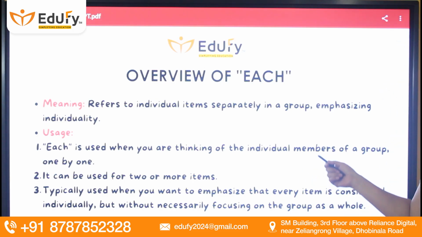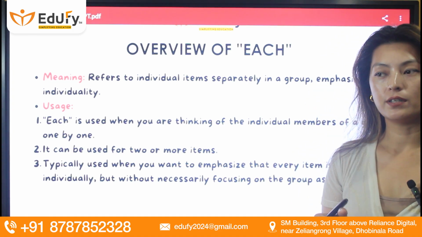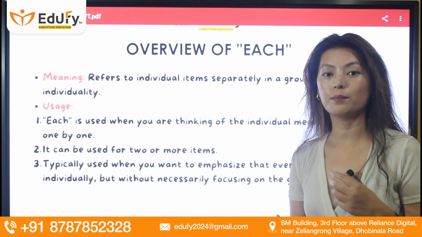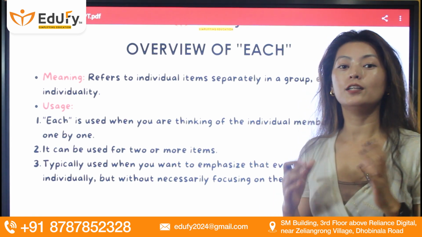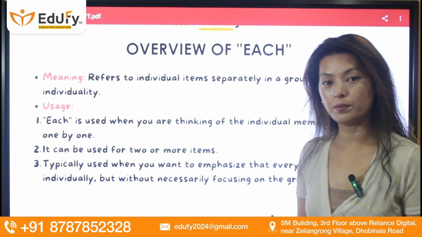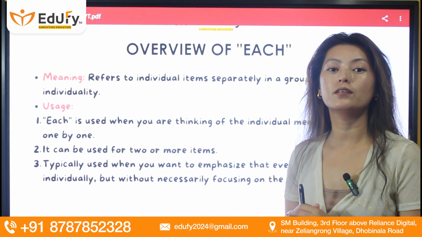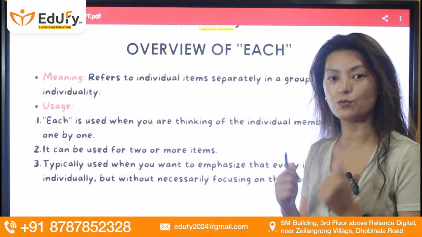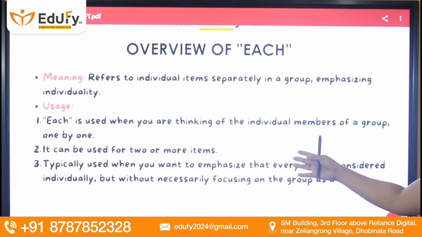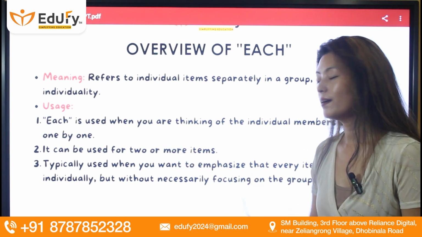Now, each refers to individual items. Each talks about the individual sense, not just one thing, but rather the individual sense. So it could be talking about two or more than two people, more than two things, three things, four things, but it will be referring to individuals within those groups. You can look at this example here at the usage. Each is used when we are thinking of the individual members of a group one by one.